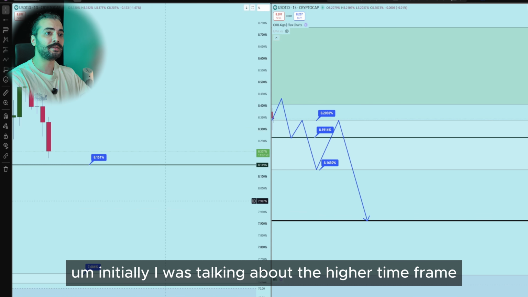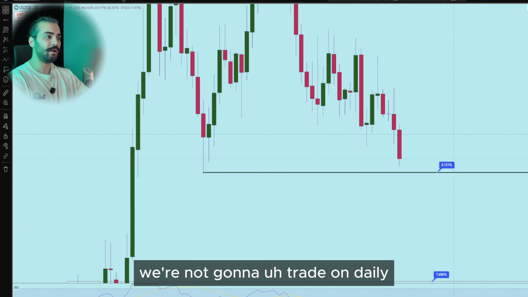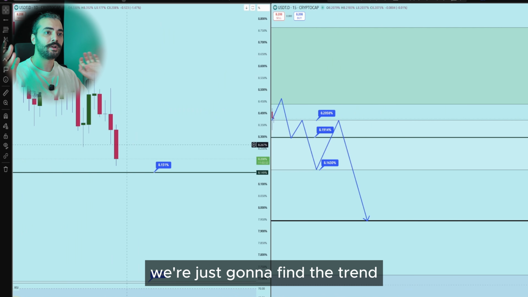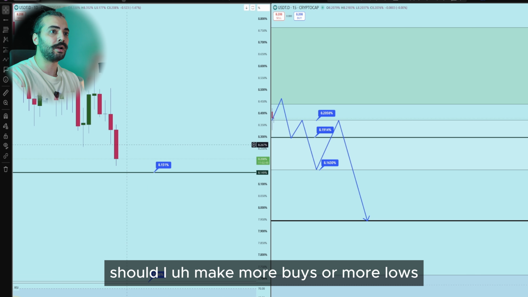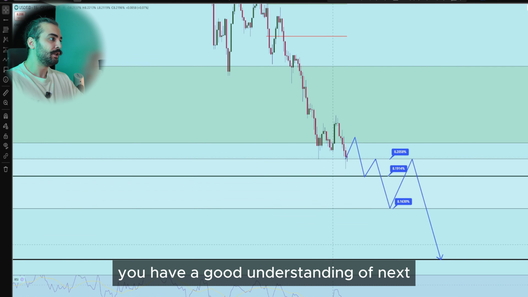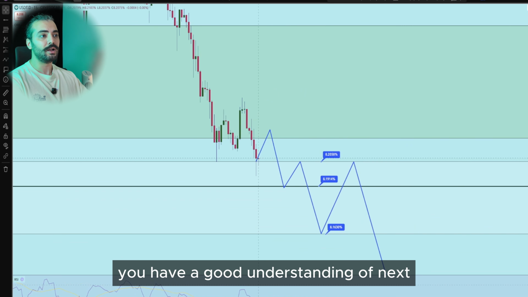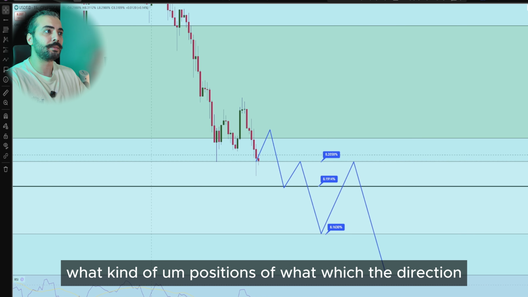Initially, I was talking about the higher time frame. This is my daily time frame. We're not going to trade on daily. We're just going to find the trend. What is the trend right now? Should I make more buys or more sells? But right now, as you can see, you have a good understanding of what level I should make what kind of positions, and in which direction.